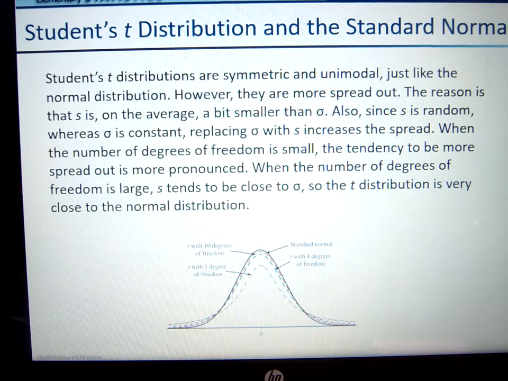When the number of degrees of freedom is large, S tends to be close to the population standard deviation. We can see here where it's 10. It's pretty close to what we looked at before. So the t-distribution is very close to the normal distribution.